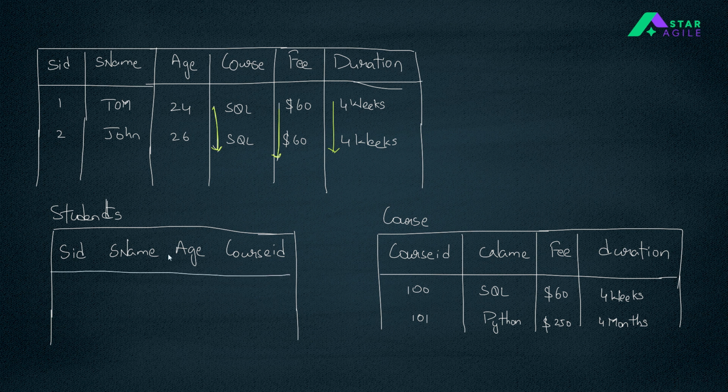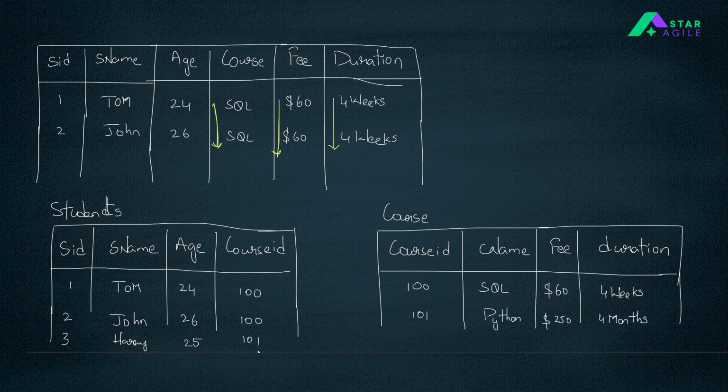Once I insert the data like this in the course table, now I'll start inserting the data into the students table: student ID 1, student name Tom, age 24, and course ID 100. And one more record, John, age 26, and course ID 100 again. Next, 3, Harry, 25, and I'll give 101. So like this I'll insert the data here.